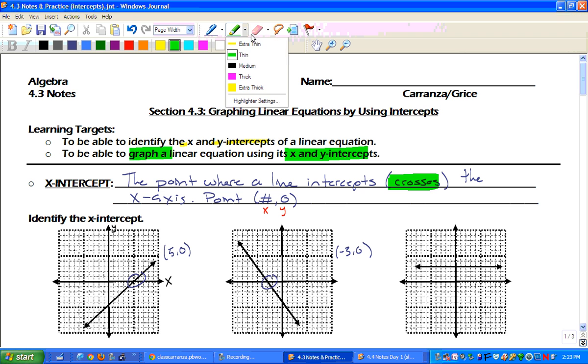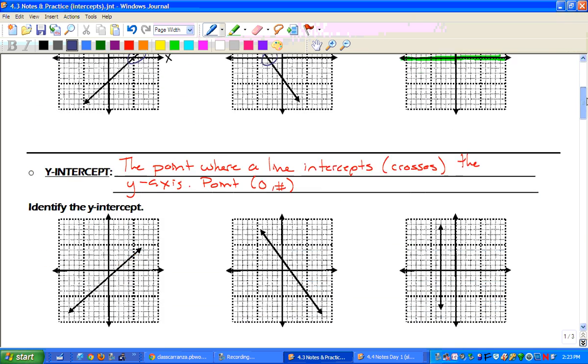Now this one, where does it cross the x-axis? So remember, here's the x-axis. It does not cross it. So for this one, it's going to be none. Okay? All right, let's look at the next one.